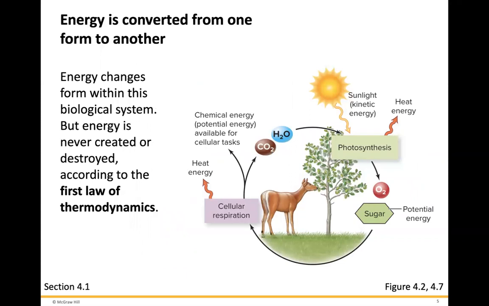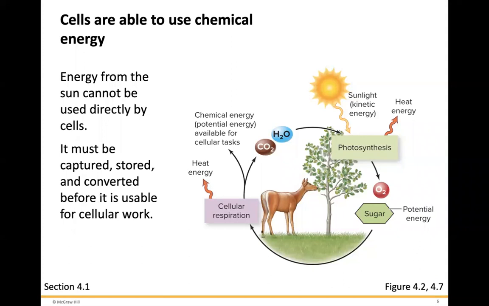So here we have an animal who is eating nutrients. Those nutrients were produced by taking sunlight, kinetic energy, and undergoing a process of photosynthesis to generate sugars and other molecules like oxygen. The animal then eats those sugars and will then undergo cellular respiration, where he breaks down those nutrients and will release chemical energy to be used for various cellular tasks.